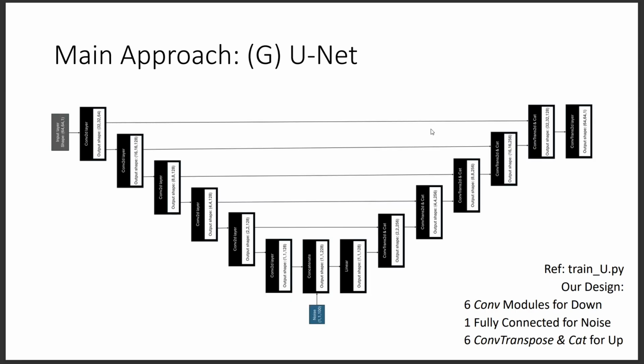The input takes in a 64 by 64 image and also outputs a 64 by 64 image. The second main approach is to implement the UNet structure. Please also reference the traingn.py on the GitHub.